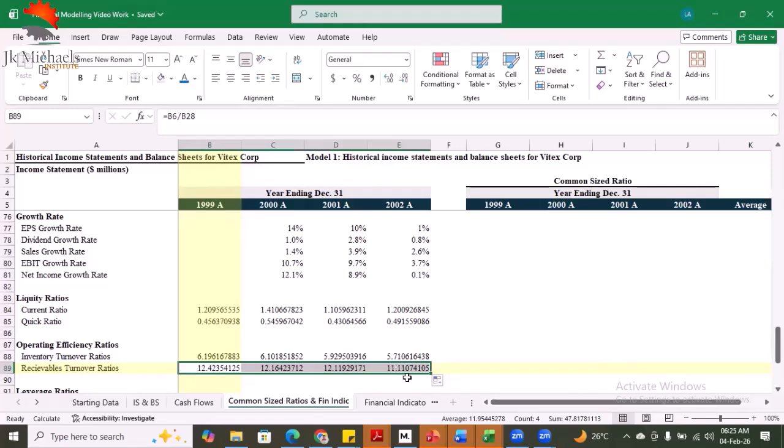With the poorest performance in 2002, right, where we turned over 11.1 times. We've generally been 12.4, 12.1, which is good. For inventory turn, you can see that we are generally between 6 to 5.7, 5.9.